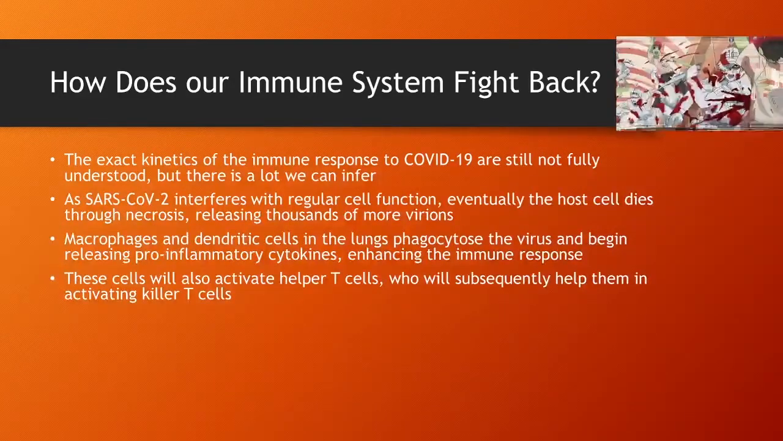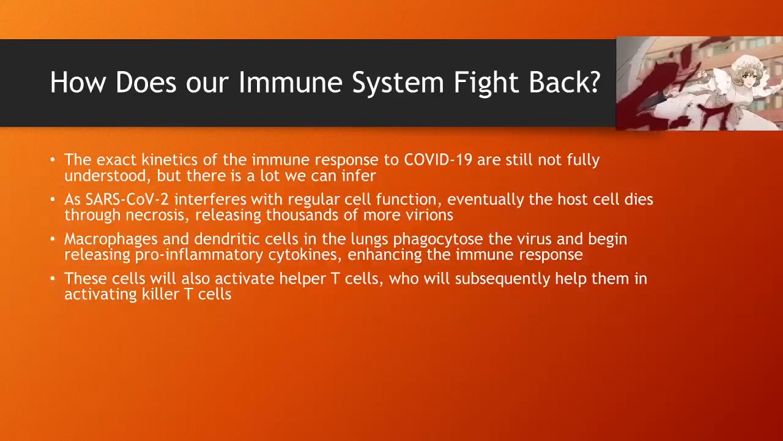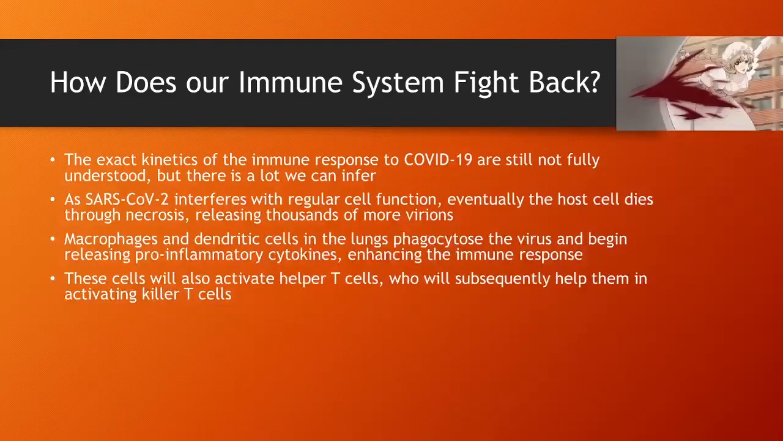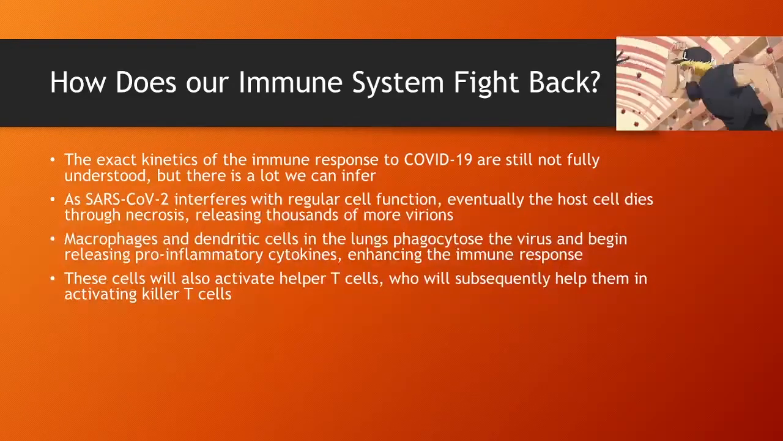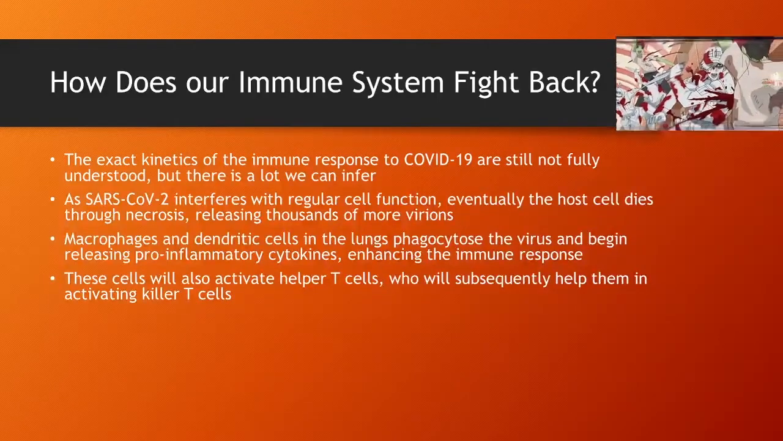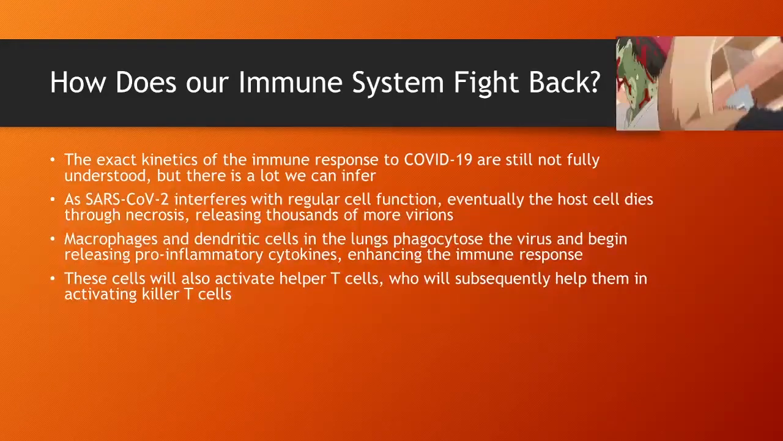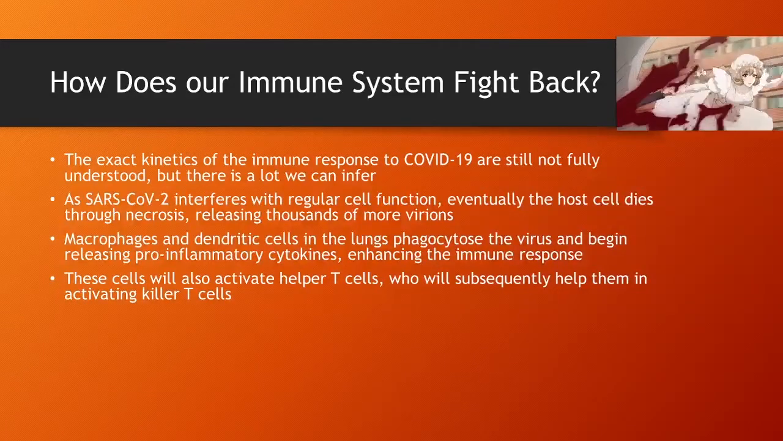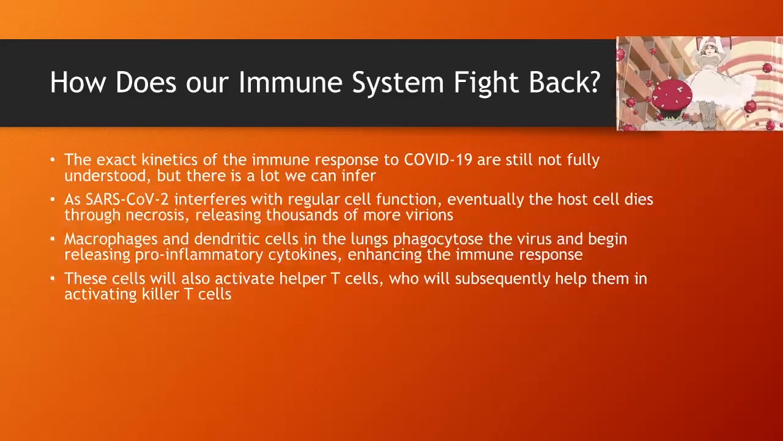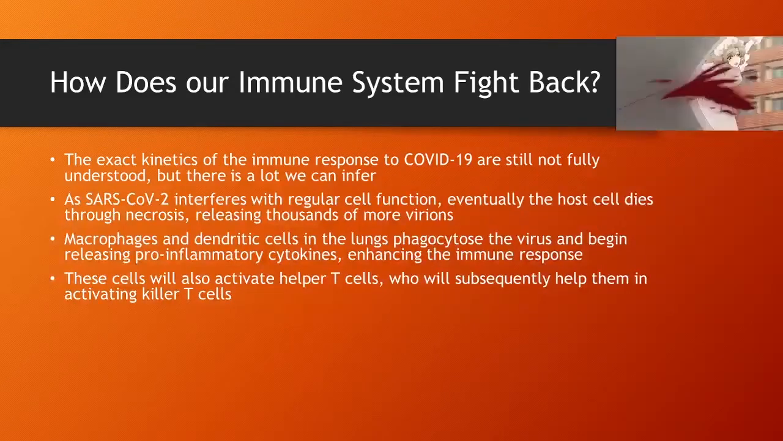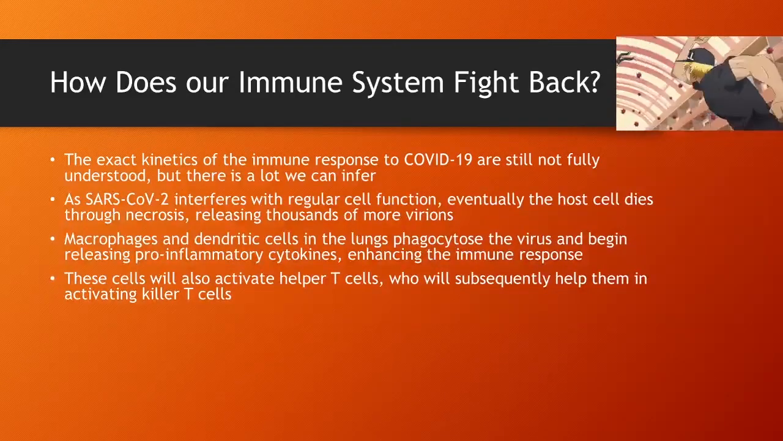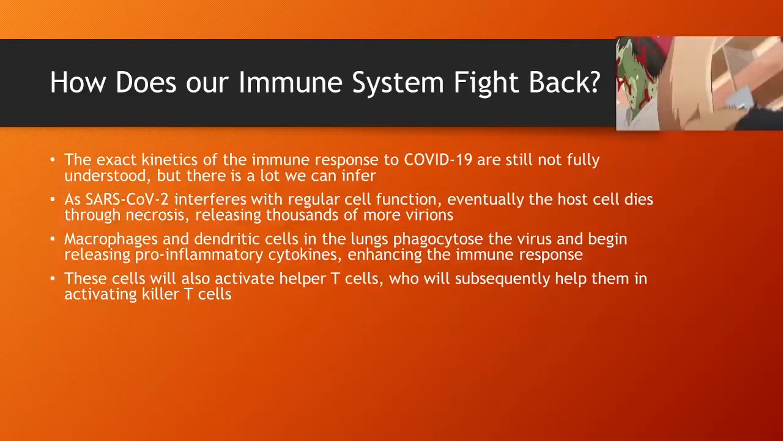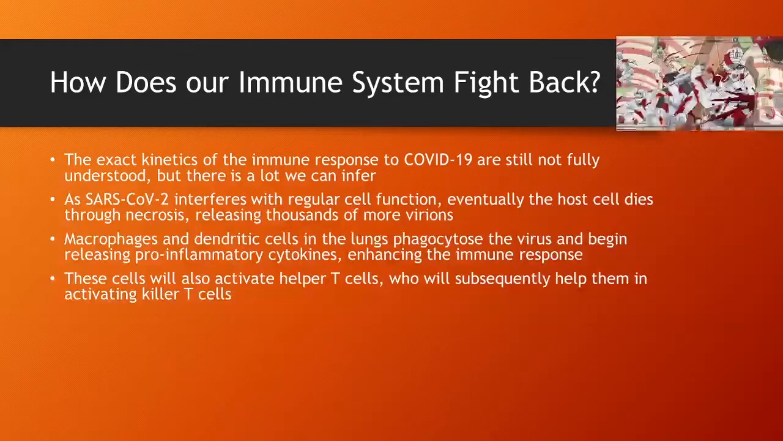These cells will also activate helper T cells, who will subsequently help them in activating killer T cells. Now, these are the big guns. So the helper T cell is kind of like the one who is in charge of directing how the body is going to respond in a very selective, efficient way to kill the invader. And if it's a virus, which in this case it is, SARS-CoV-2, it is going to activate another type of T cell called the killer T cell.